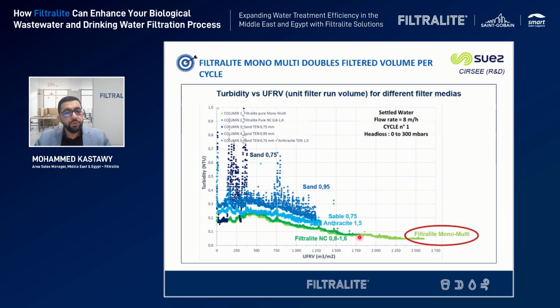It goes even better when you are using 2 layers of Filtralite. It can reach more than 2,500 cubic meter per square meter. And this again gives you an indication of how Filtralite can give you a better quality of water and how much you can save in terms of energy when you reduce the number of backwashes.